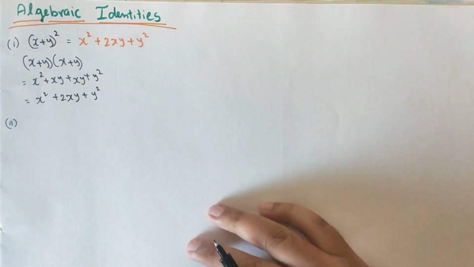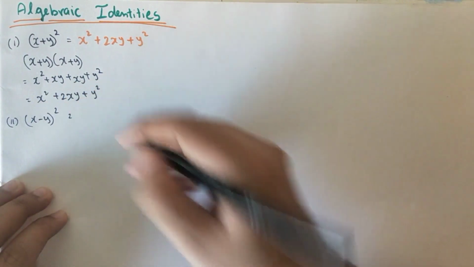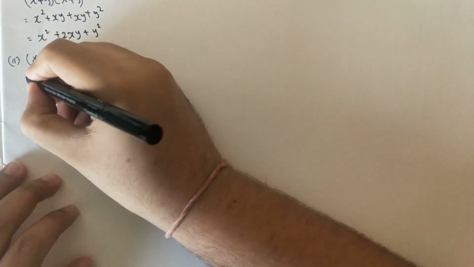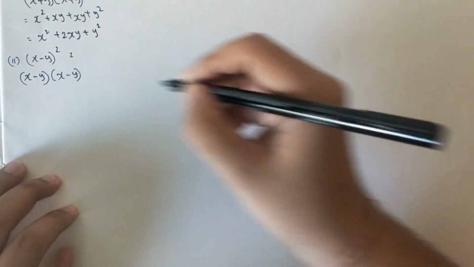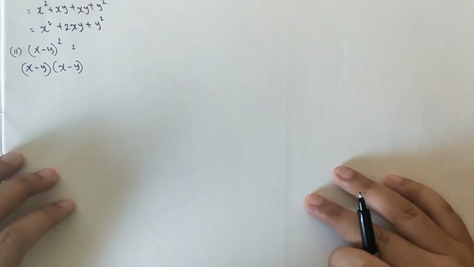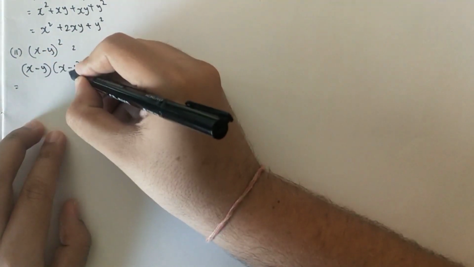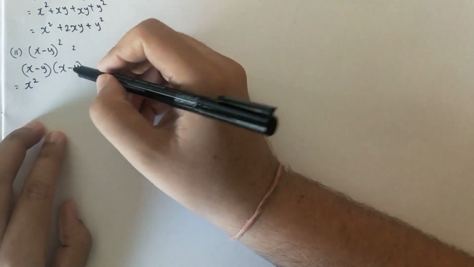My second identity, that is X minus Y the whole square. What is X minus Y the whole square? For explanation, I will do X minus Y into X minus Y. First term with the first term, X into X, that is X square. First term with the second term.